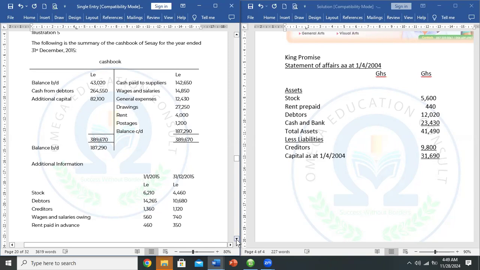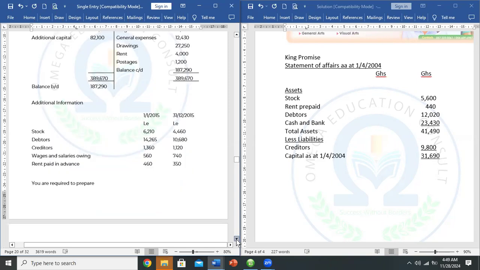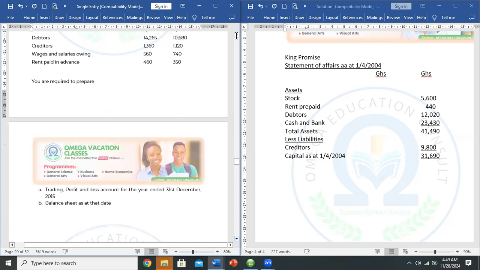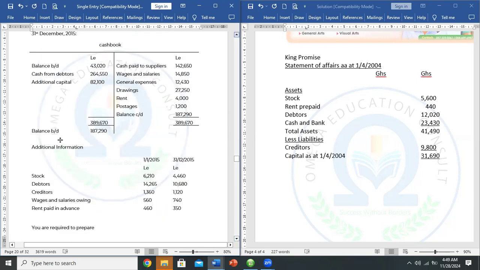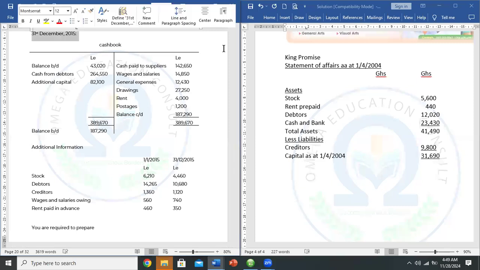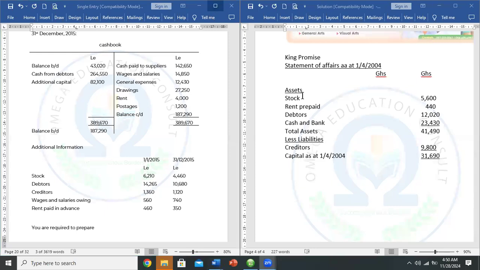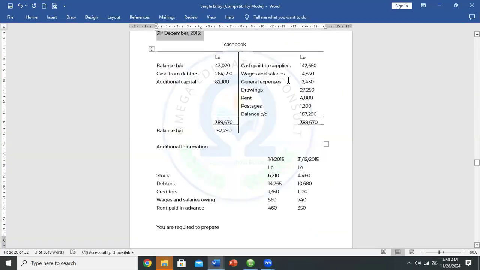So let me see if that is the case here. Okay. So let me add it. So you have to prepare the statement of affairs. Let me make it bigger since it is the only page. Somebody is chatting. Okay, nobody is chatting me in the page. Okay, so let me make it bigger for you.